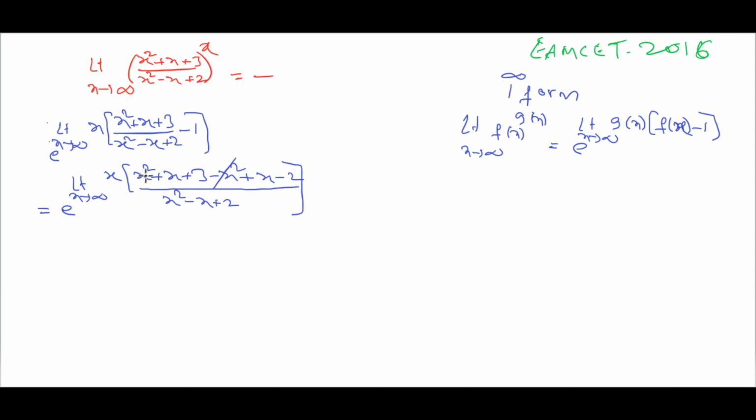So here x square minus x square cancel, that is equal to e to the power of limit x tends to infinity, x into x plus x, 2x into x, that is 2x square, 3 minus 2, that is 1, by x square minus x plus 2. Here is given limit x tends to infinity. Write down the highest coefficient. The numerator highest coefficient, x square, is 2 and the denominator x square coefficient is 1, that is equal to e power 2 by 1, which is equal to e square. That is the answer.